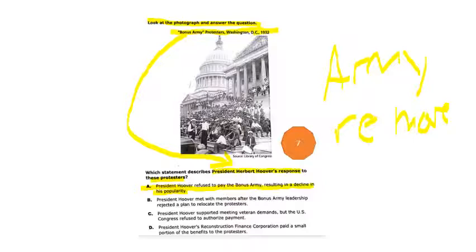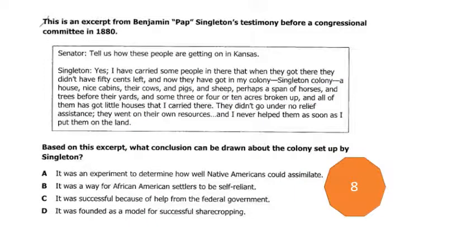So what you're thinking is you're looking for the clues and you're trying to play out the vocab in your mind. Then by looking at the question and playing it out in your mind, then look through the answer choices. Okay, question eight. This is an excerpt from Benjamin Pap Singleton, 1880. Based on this excerpt, what conclusion can be drawn about the colony set up?